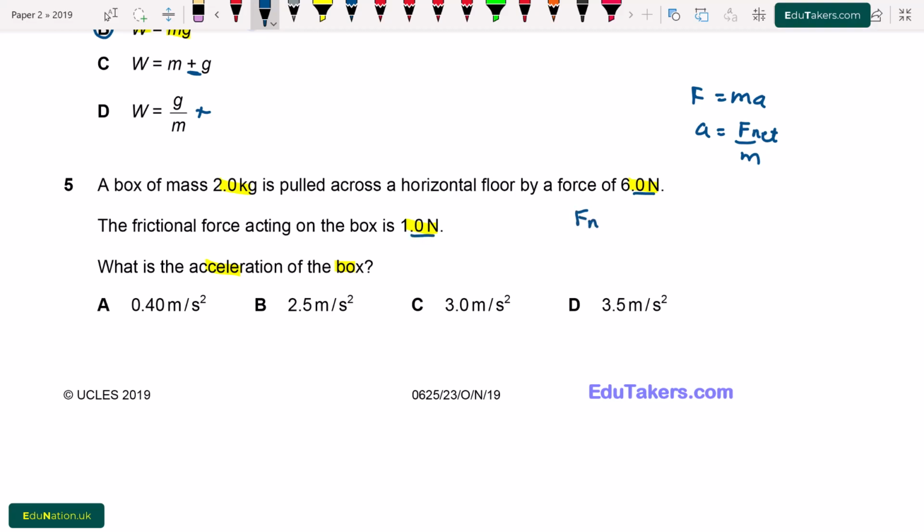So the net force will be 6.0 minus 1.0, which is equal to 5.0 Newton. So force is equal to 5.0 Newton and mass is given 2.0 kilograms. So I put here 5.0 divided by 2.0. Acceleration will be equal to 2.5 meter per second square. From here, option B is correct.